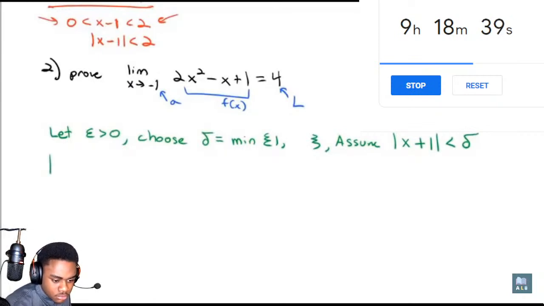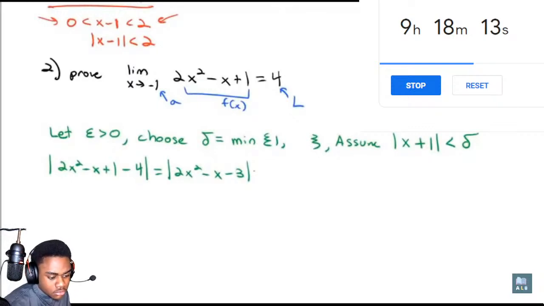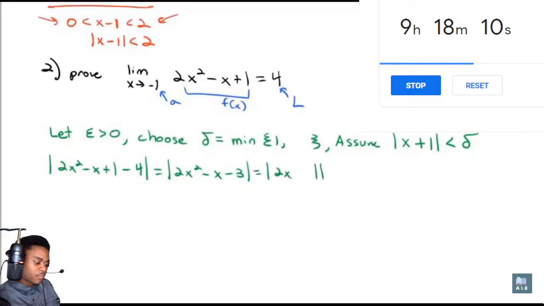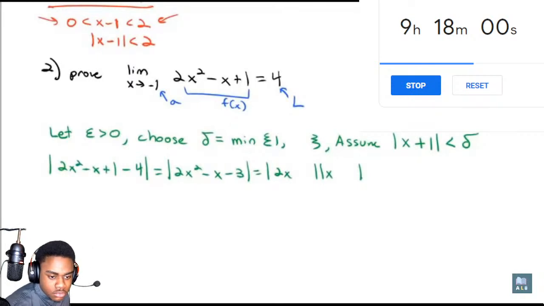Now our algebra step, the function 2x squared minus x plus 1 minus the limit of 4. A little bit of cleanup, the absolute value of 2x squared minus x minus 3. Hopefully we can work with this and say it is ultimately less than epsilon. Well, we know we can factor it. 2x and x. To help my factoring, I know I'm ultimately going to try and get an x plus 1. So hopefully that x is an x plus 1, which means the other one's probably a minus 3. And when I check that out, it does work.